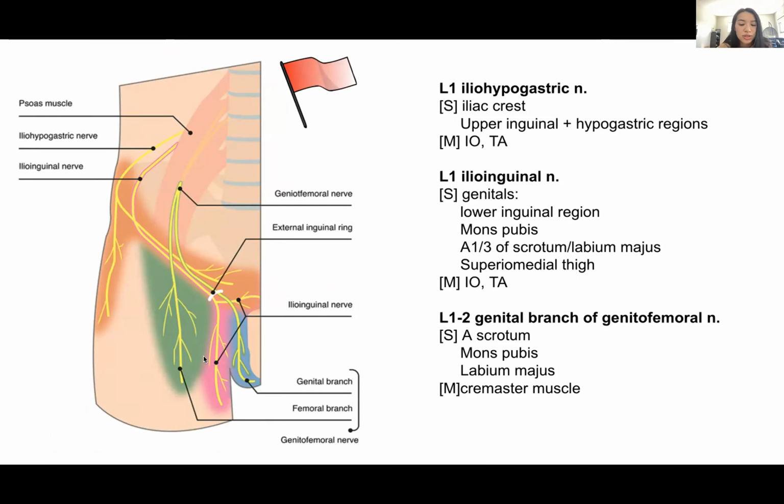And then the genital branch of the genital femoral nerve, which also goes into the scrotum. It innervates the scrotum, okay? So just to remember, the genital branch is inside the spermatic cord. The ilioinguinal nerve, which is the one that's most commonly affected in surgery, is outside. So outside of the spermatic cord, it does travel with it down through the inguinal canal, but it doesn't actually go inside the spermatic cord.